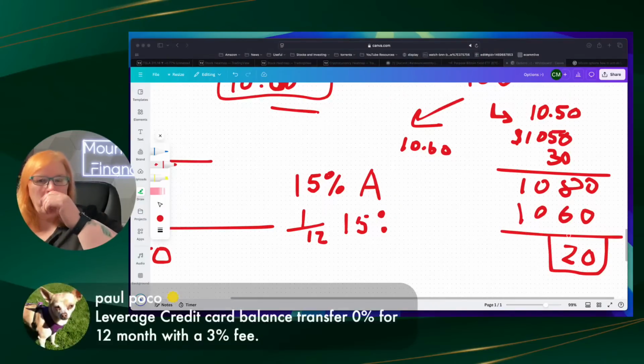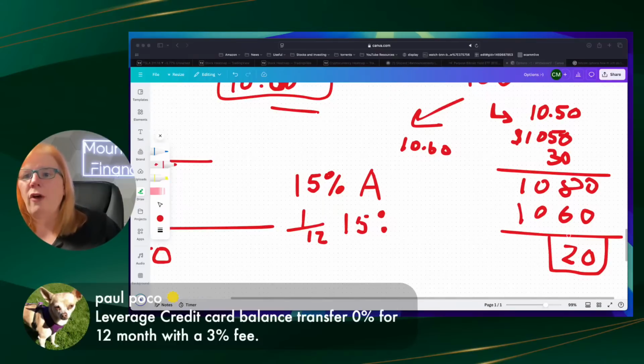All right, Paul says leverage credit card balance, transfer 0% for 12 months with a 3% fee. Oh, wow.